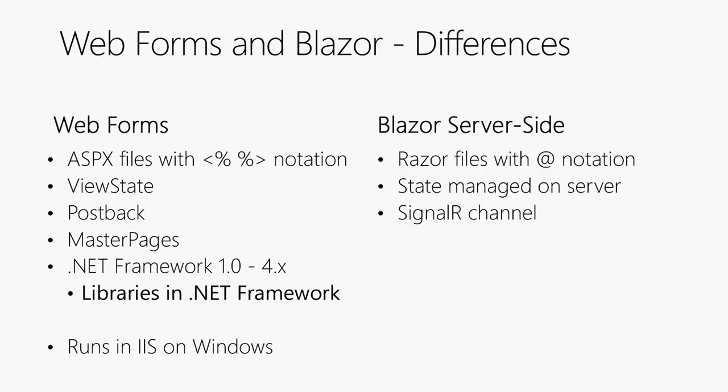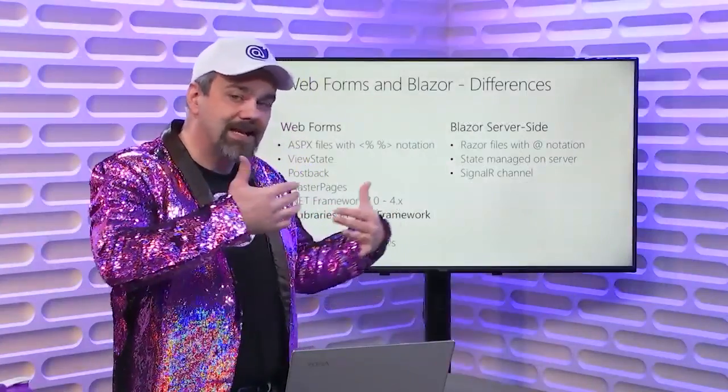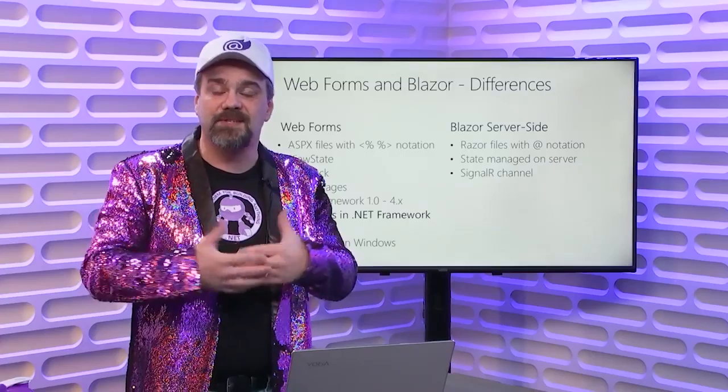But when I'm running Blazor server side, well, I've got Razor files with that @ notation, right? I'm going to wrap my C# code with the @ notation that I'm used to seeing with Razor. All of my state is managed on the server. There is no view state that I'm passing back and forth to the client. That's important because we know that view state created some problems for folks who were developing their web forms applications back in the day. Our state is managed on the server, but now we also get to send those changes back and forth using what we call the SignalR channel.